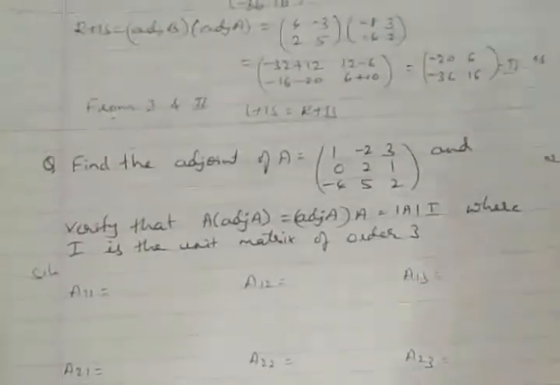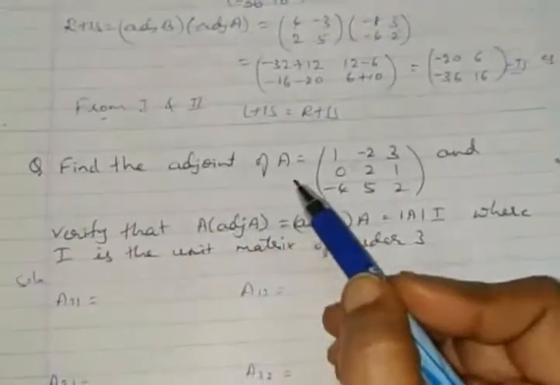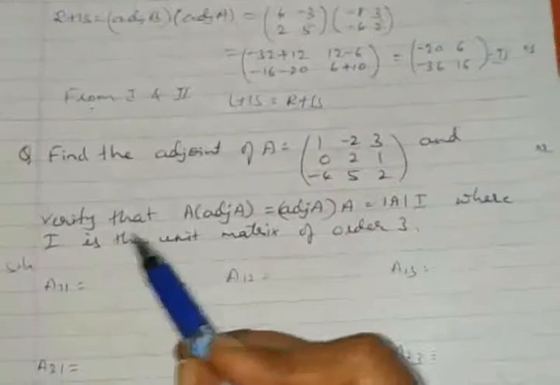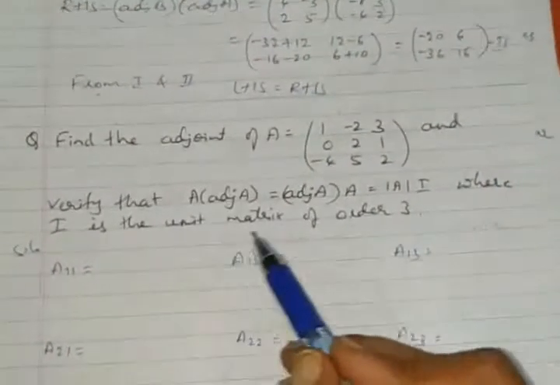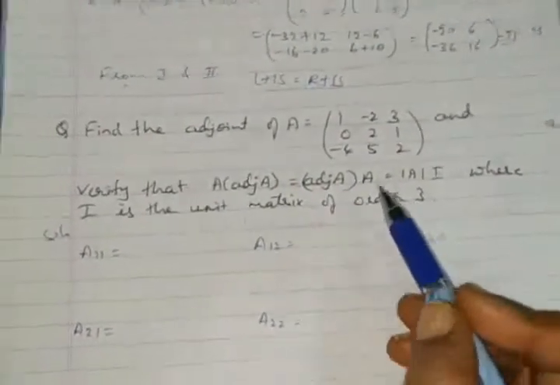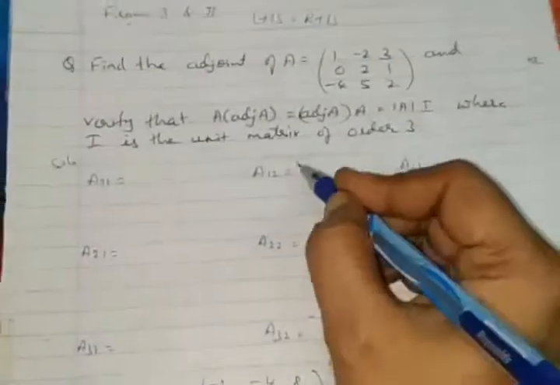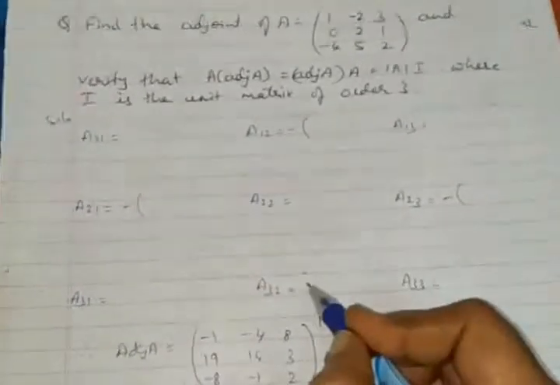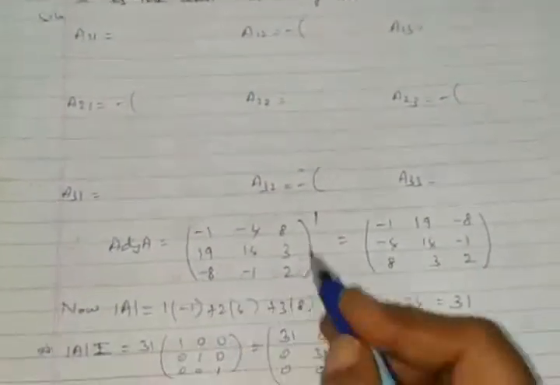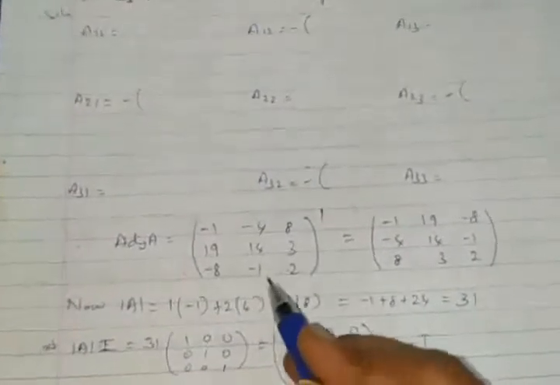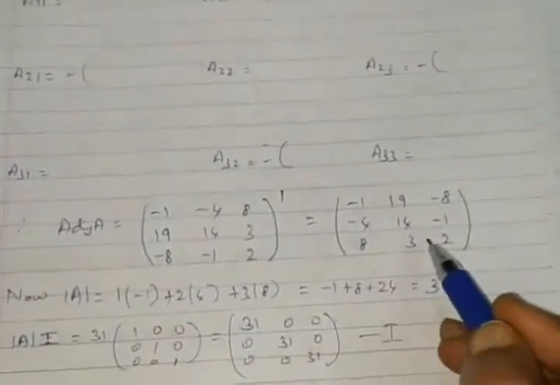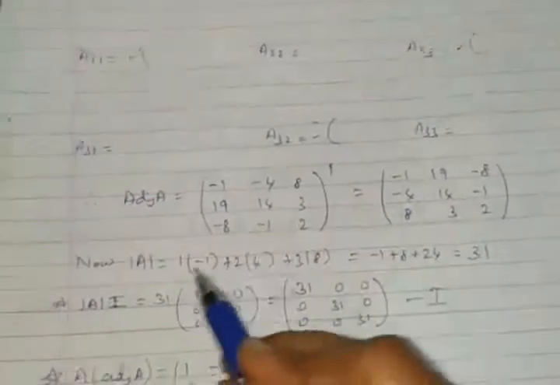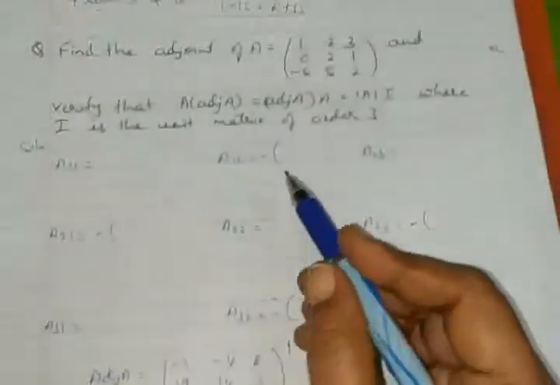So next question, here we find the adjoint of A and verify this property where I is a unit matrix of order 3. So once again, go for cofactors. Please make out all the cofactors to be taken, with the minus signs, should and must. This is the rule to be followed for cofactors. Once we have all the cofactors, these are the elements. Please verify the calculation part. We have the transpose of this. Then I went for the determinant. The determinant is also required.